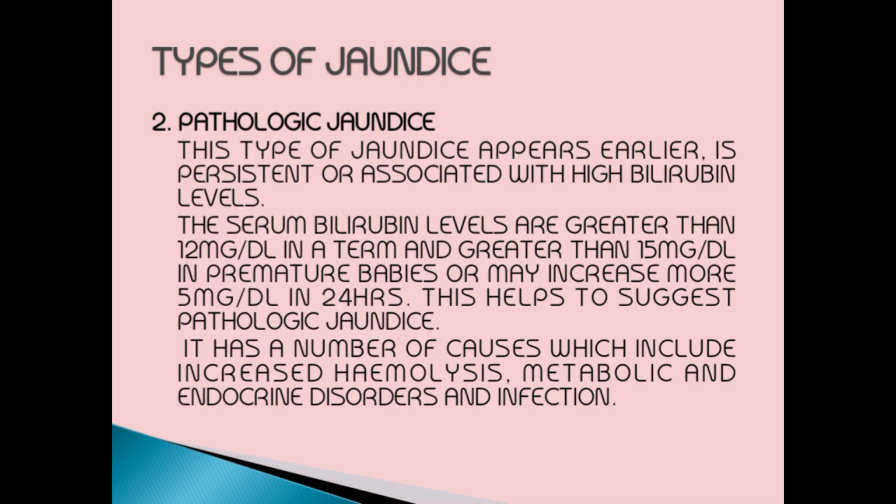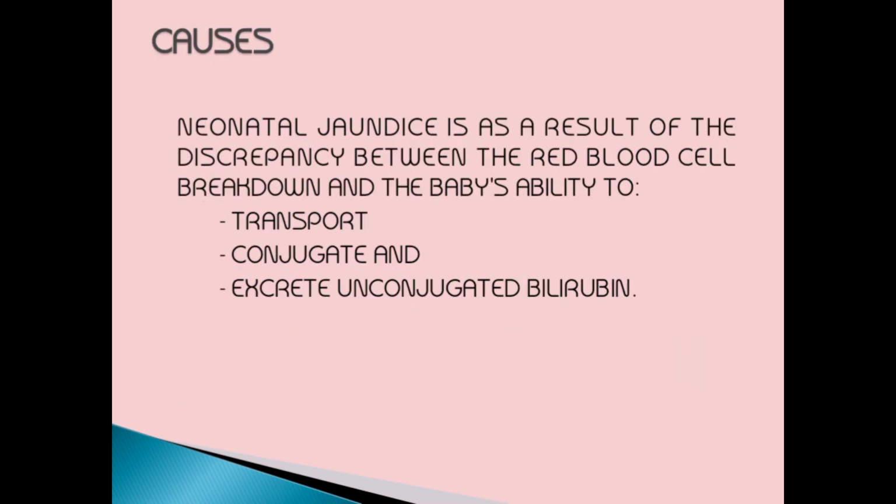So that's why we said it may have an underlying cause, and this cause may be increased hemolysis. So now let's look at the conditions in which there will be increased hemolysis. Let's talk about sickle cell disease. In a sickle cell disease patient, the destruction of the red blood cells is very high, hence making the child have pathological jaundice. The other causes may be metabolic and endocrine disorders and also infections. Infections may also lead to pathological jaundice. So these are the characteristics we're supposed to talk about.